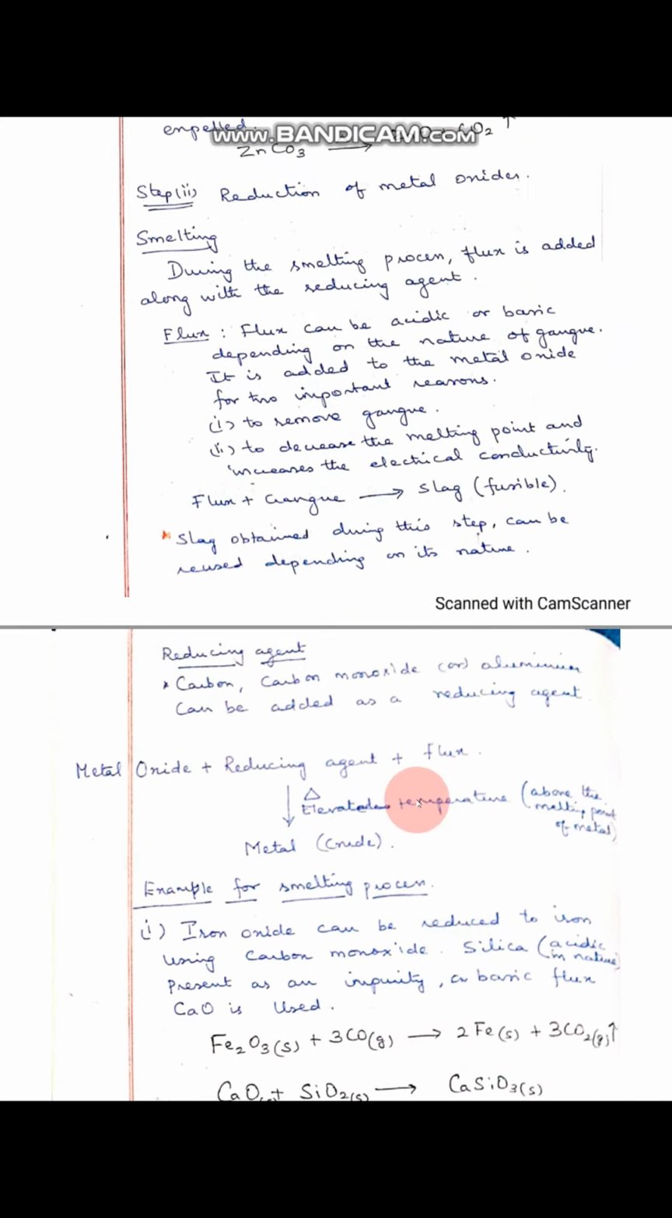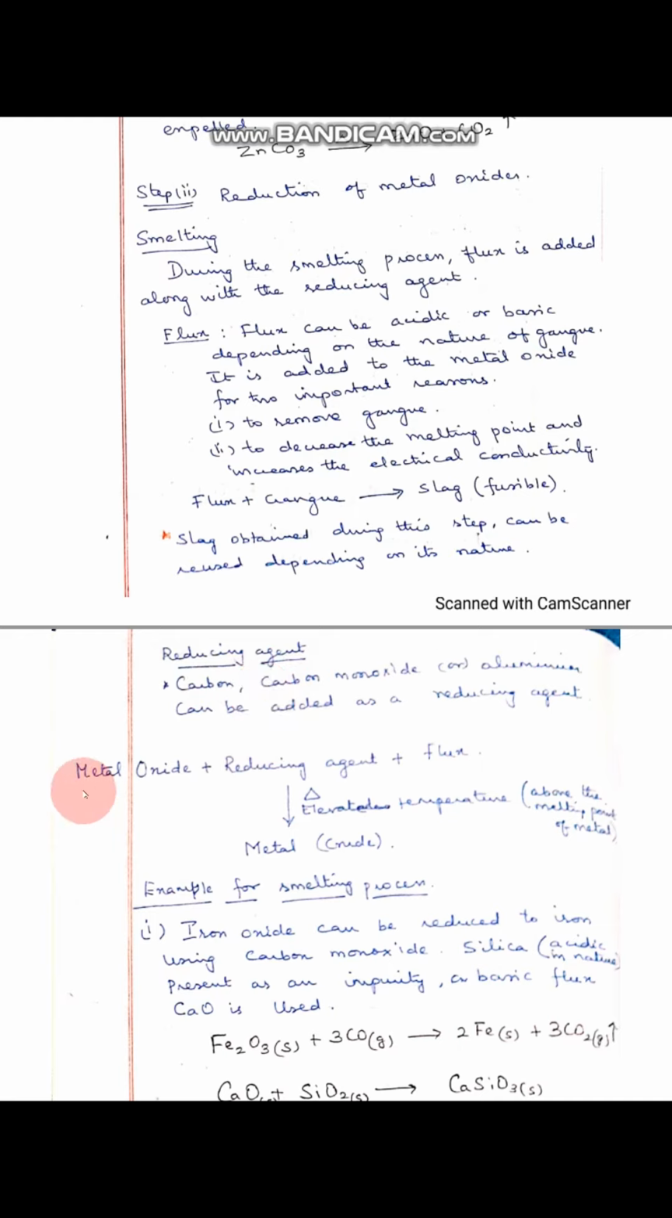Now, what is a reducing agent? Because in the reduction process, we are adding two things. One is the flux, which we have seen already, and now it is a reducing agent. This reducing agent can be either carbon monoxide or aluminium.